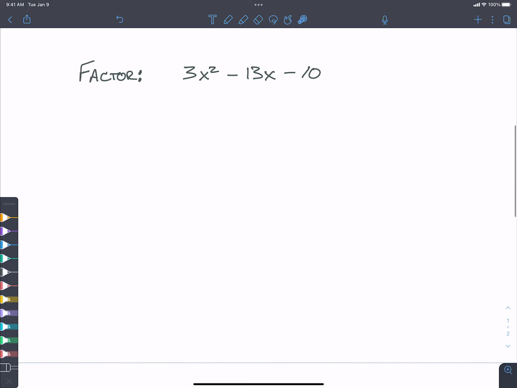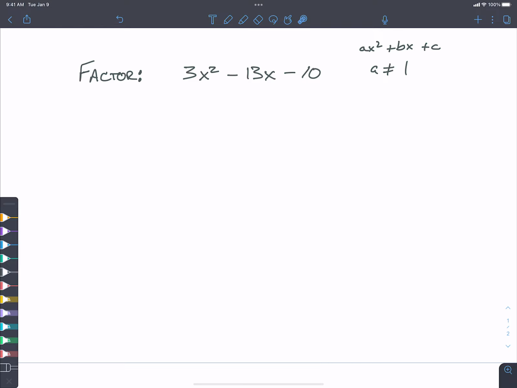Now, what if you were looking at something that had a number in front of here? This is called factoring when a does not equal 1. We say a does not equal 1 because often when we think of a standard form quadratic, we think of it in the terms of ax squared plus bx plus c. And what that means is we've got something times x squared plus something times x plus some constant.